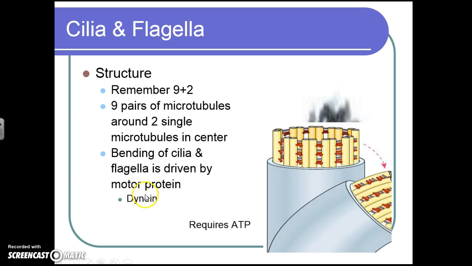The bending of the cilia and flagella is driven by a motor protein, and that motor protein here is dynein. That's the structure that you saw moving. And it's going to require ATP. If it requires ATP, there must also be an organelle nearby, which is your mitochondria, to allow for energy production.